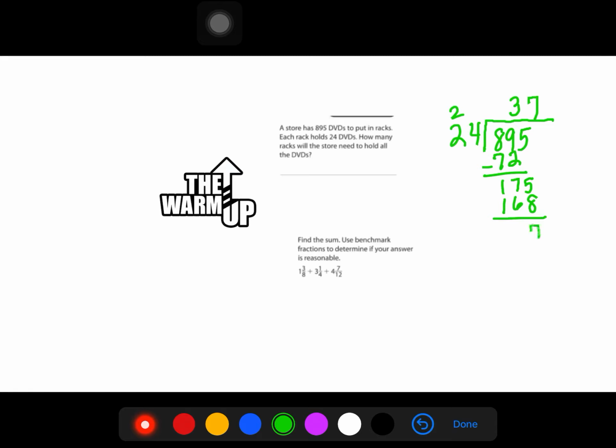Find the sum. Use benchmark fractions to determine if our answer is reasonable. If I'm adding the sum of fractions, I know that I need to find a common denominator. As I'm rewriting these vertically, I'm already thinking about what denominator I can use. Are you with me? What are you thinking? 24 is exactly right. Go ahead and solve.